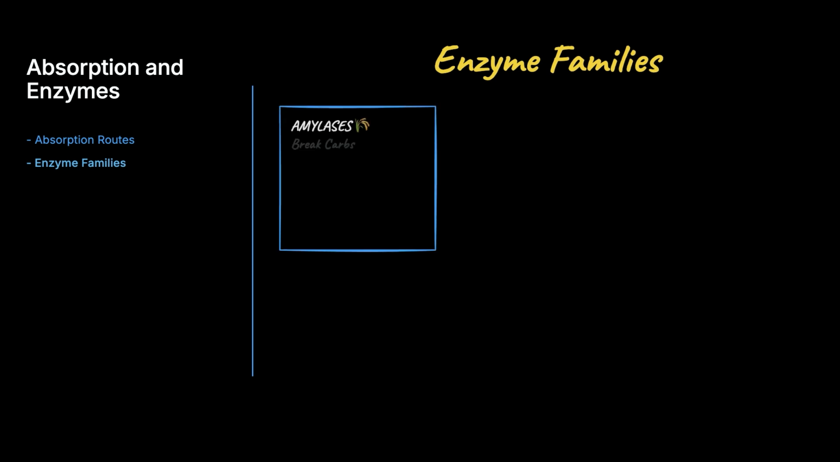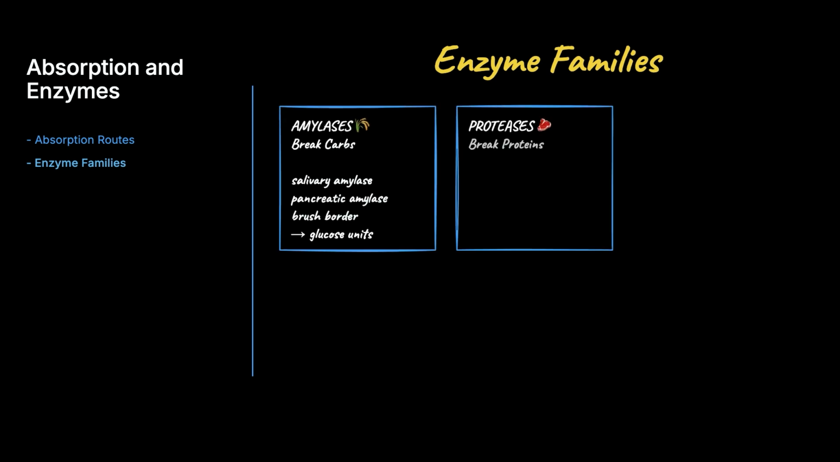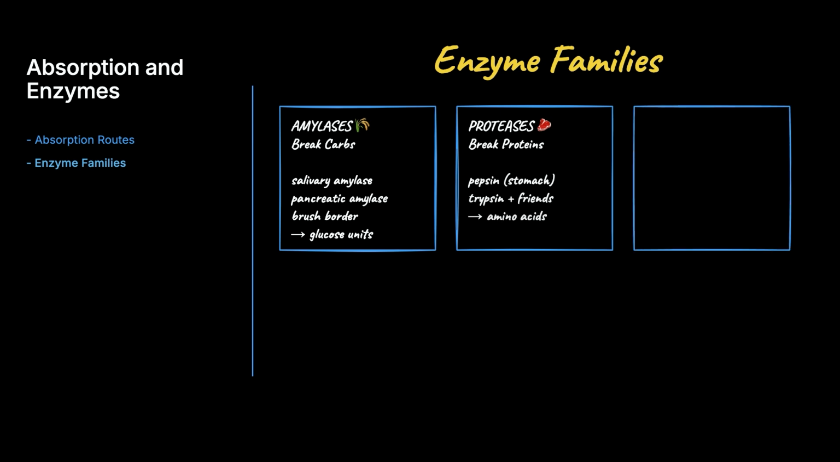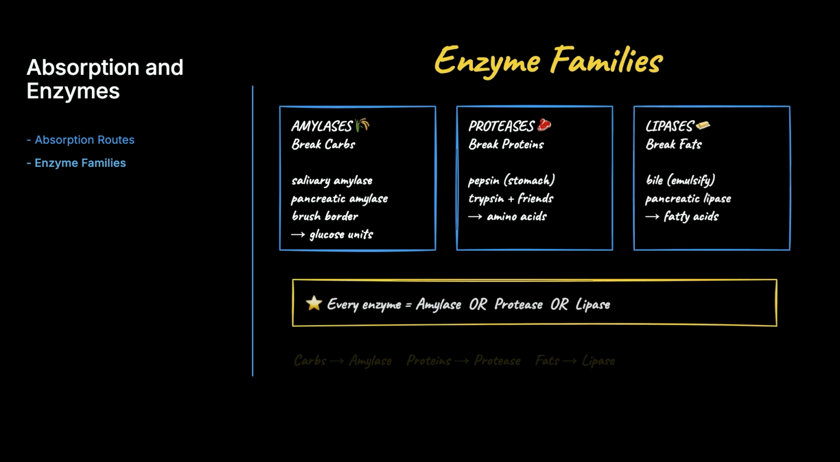Let us pull the enzymes together simply. Every digestive enzyme fits one of 3 families. Amylases break carbohydrates, lipases break fats, and proteases break proteins. Carbohydrates are handled by salivary and pancreatic amylase plus brush border enzymes. Proteins by pepsin, then trypsin and friends. Fats wait for bile and pancreatic lipase.